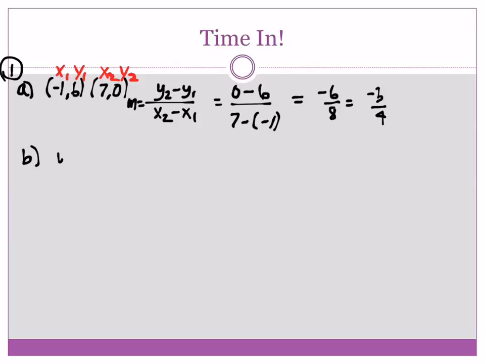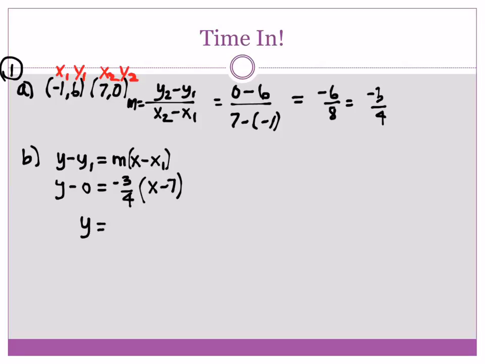So I'll use that y minus y1 equals m times x minus x1 form, point-slope form. So this is y minus 0 equals m, which was negative 3/4, times x minus 7. Lovely, I don't have anything to add from the left because it was a 0. And I just have to distribute on the right. So this is negative 3/4 x plus what? Three-fourths times 7.